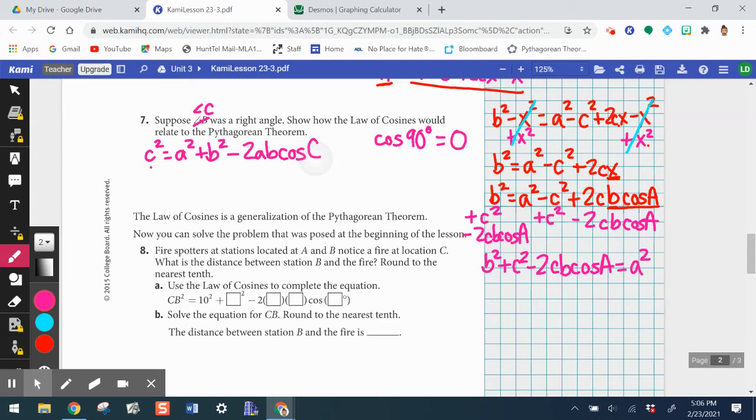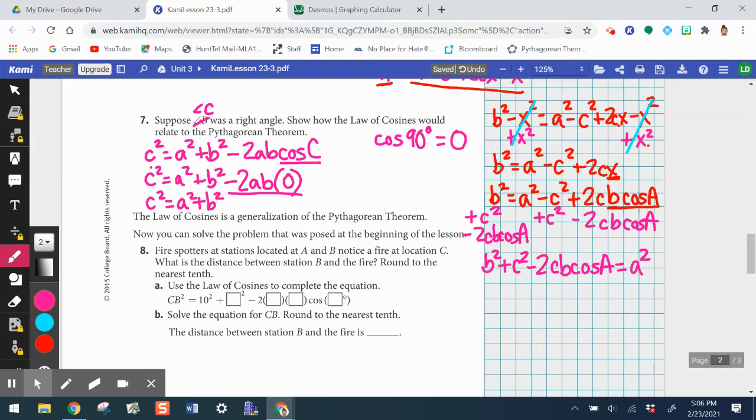So if angle C is 90 degrees, then this becomes 0. In other words, it's c squared equal to a squared plus b squared minus 2 times a times b times 0. Well, we know anything times 0 is 0. So this negative 2 times a times b, regardless of what a and b are, when these three terms multiply by 0, this last little bit evaluates to 0. So we are left with c squared equals a squared plus b squared, which is the Pythagorean theorem.